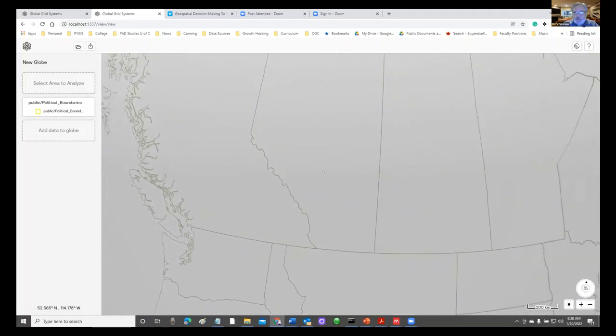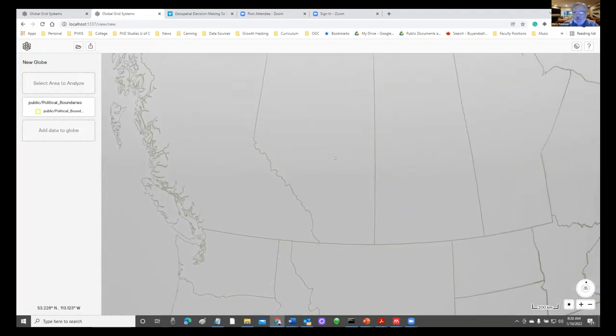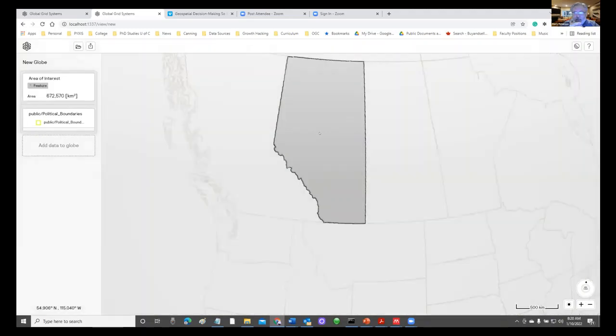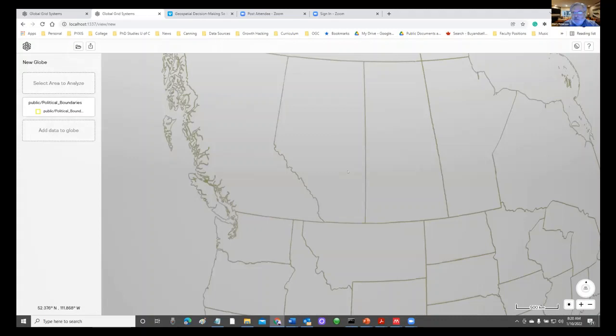So this grouping now, because this is a polygon, I can do a selection of Alberta. This is the province in which our university is located, and I can select that, and it can aggregate all of those cells and any information in those cells, and it tells me that the area based on that rasterization is 672,000 square kilometers. That's the size of the province that we're studying in.